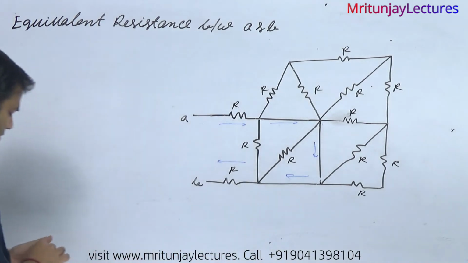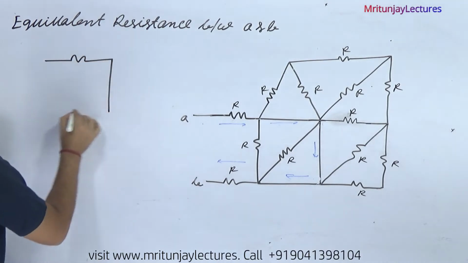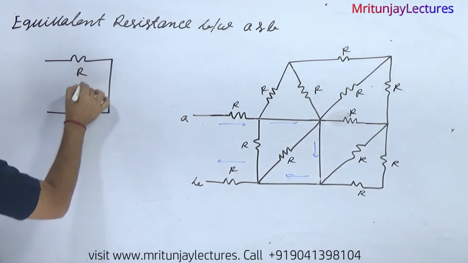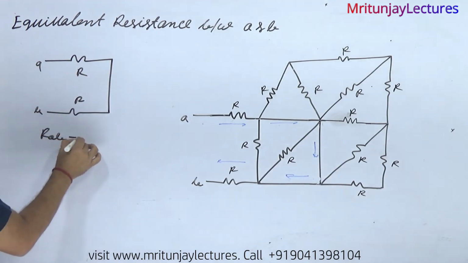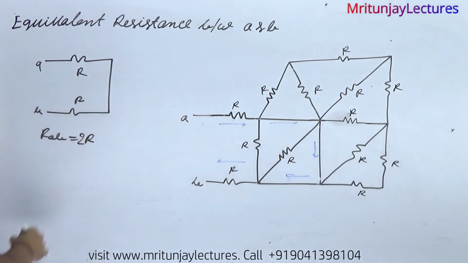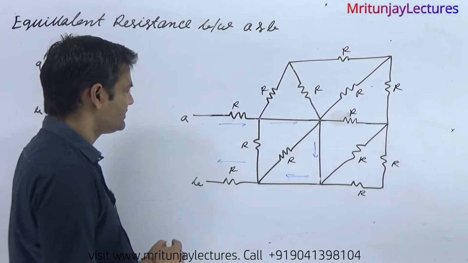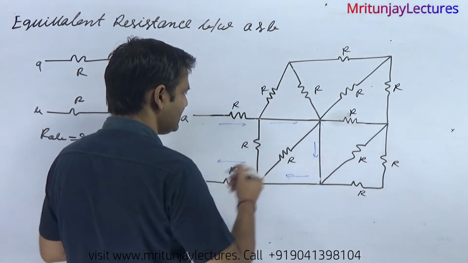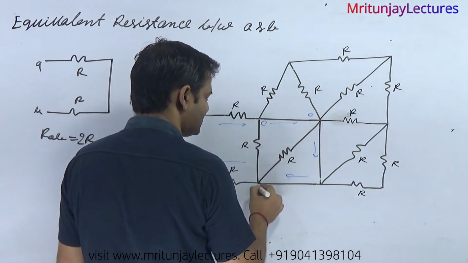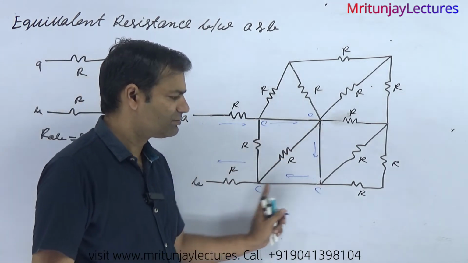So if you want to draw the equivalent circuit, that is R of AB, which is equal to R plus R, that is 2R. This is the final answer. Because of this, if you consider this terminal, that is C, that is also C, that is also C, that is also C. Why? Because there is no voltage drop.